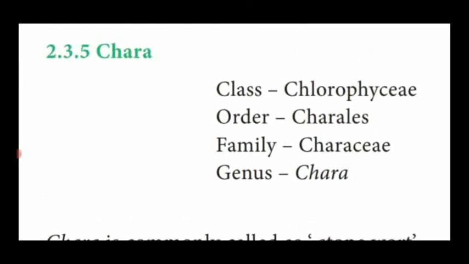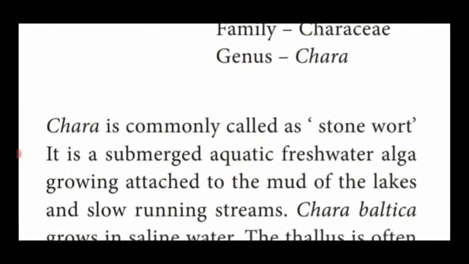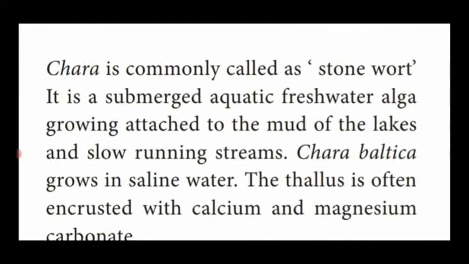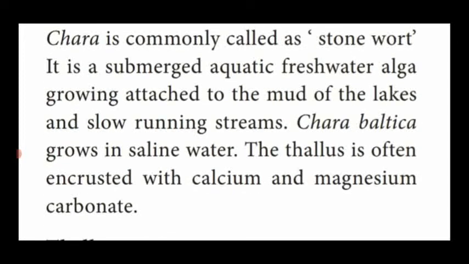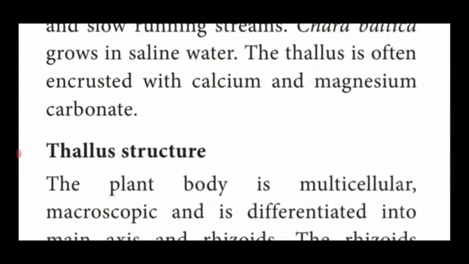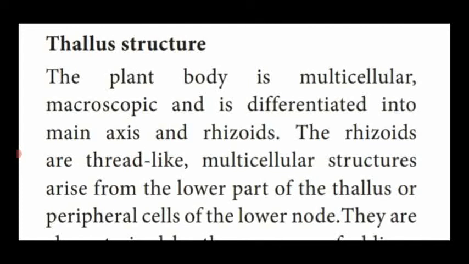Chara otherwise known as stonewort, one mark question. It's a submerged aquatic freshwater alga. It is attached to the mud of the lakes or slow running streams. One of the plant named Chara baltica which are living in the saline water, that is salt water. The thallus which is made up with calcium and magnesium carbonate. Next we are going to see thallus structure.